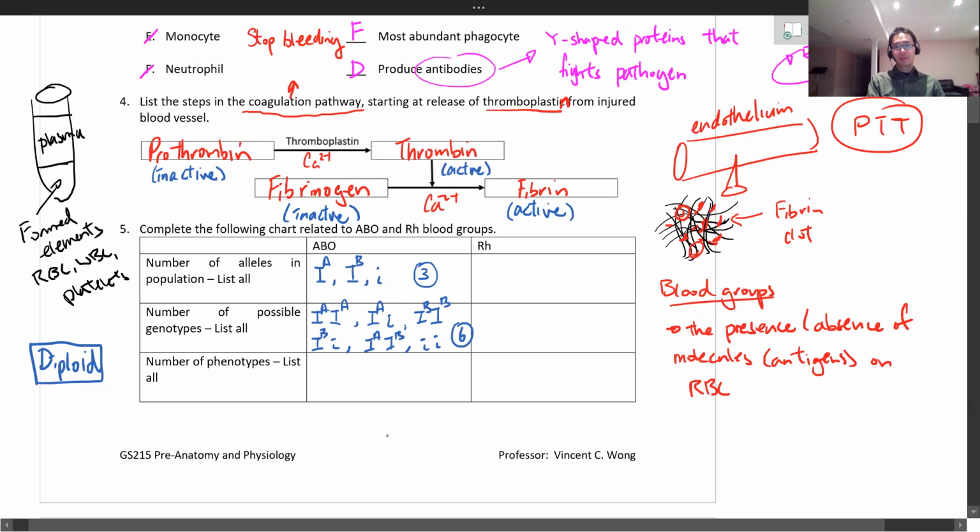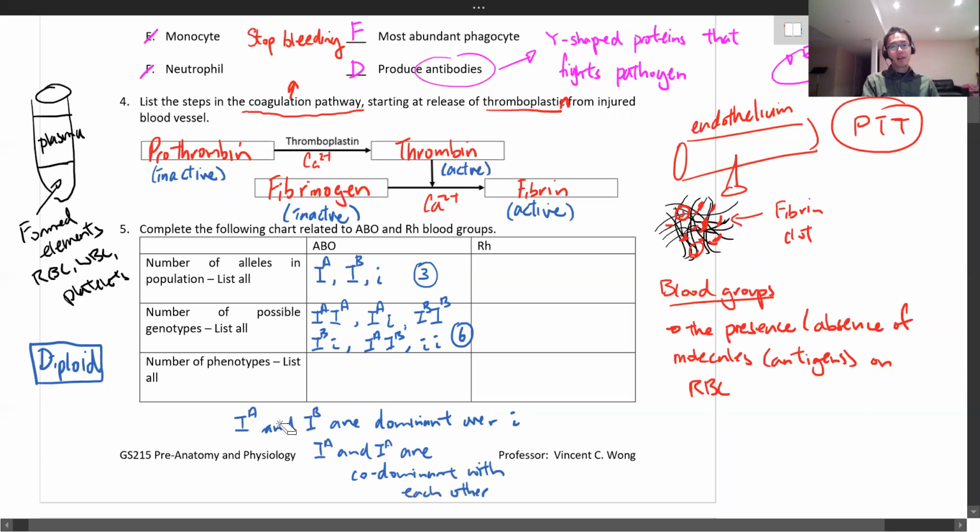Okay, so IA and IB are dominant over small i, and IA and IB are codominant with each other. Okay, so that means if you have little i with one of these, the small i will not show. And then if you have both IA and IB, then both of them will be expressed.